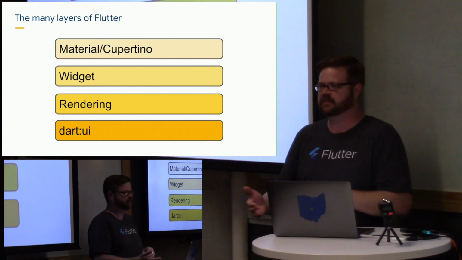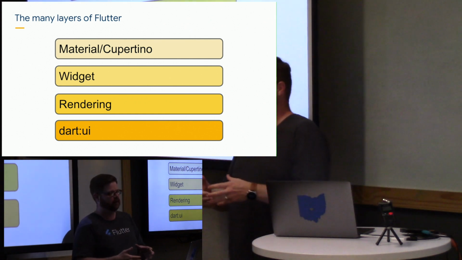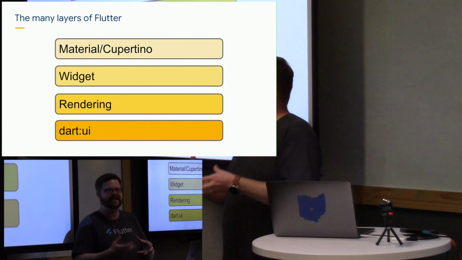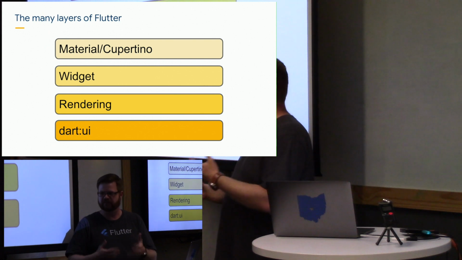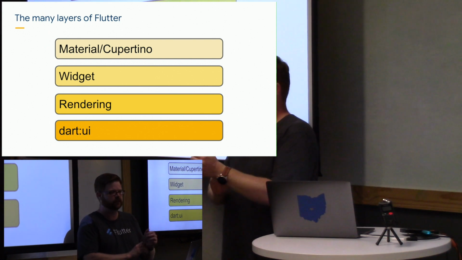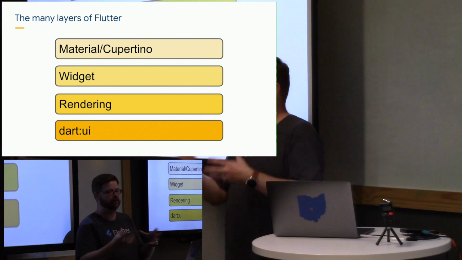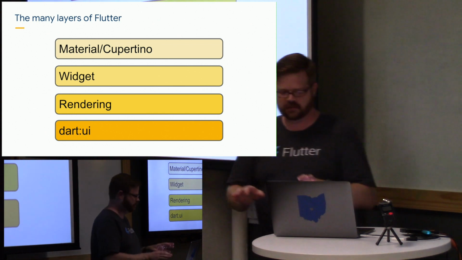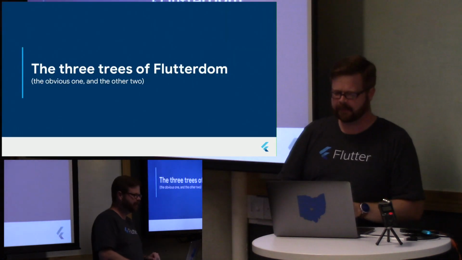And then above that is something like Material or Cupertino, which is an opinionated UI layer that fits some sort of specification, building on top of widgets by composing other widgets together. So these are the 4 layers.